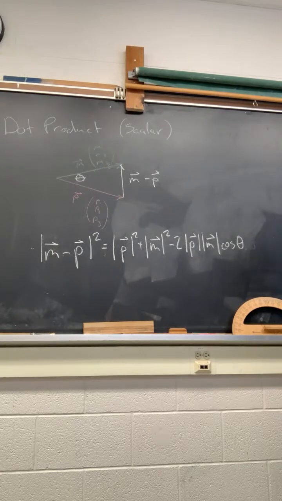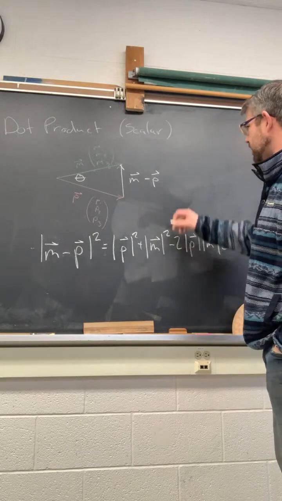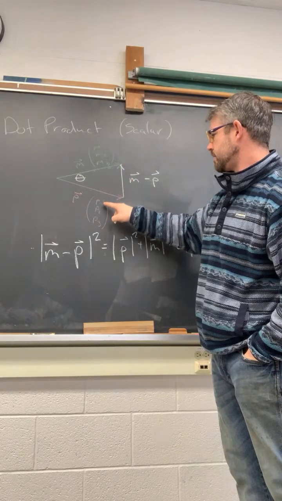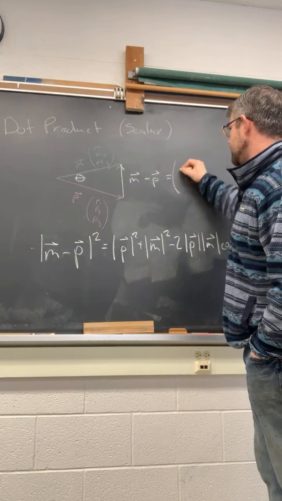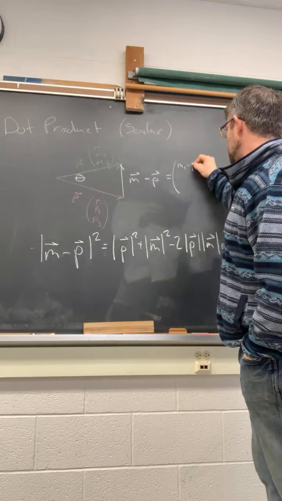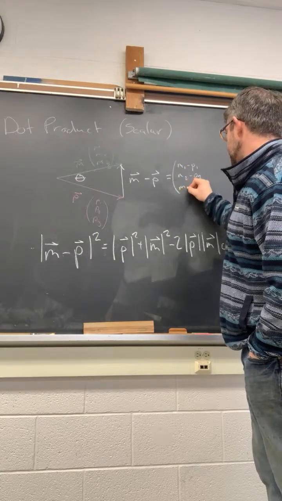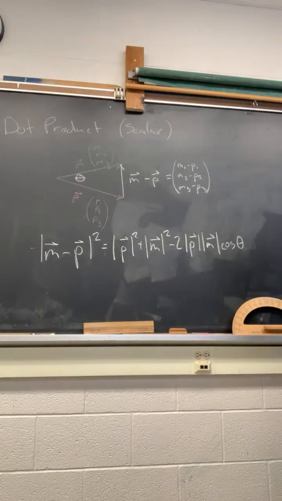Neat. There's got to be another way to write the magnitude of M minus P, though. And I think there is. In fact, I think there's a really nice, easy way to write it. Because let's take a look at M minus P here. We've got M as components M1, M2, M3. And P is P1, P2, P3. So we can write M minus P as M1 minus P1, M2 minus P2, and M3 minus P3. And so that's our vector M minus P yet again.